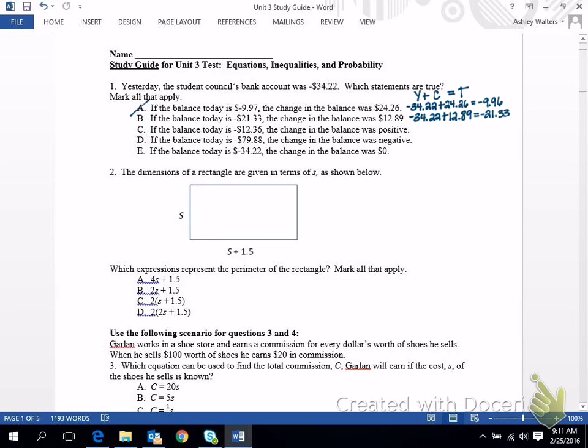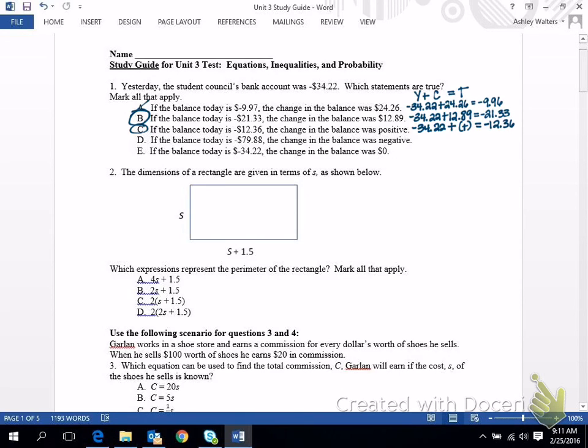C says if the account balance today is negative $12.36, the change was positive. Well, we started out at negative $34.22 and we combine a change to get to a smaller negative number. You would have had to move in the positive direction to get there. So yes, you would have added a positive. So C is correct.